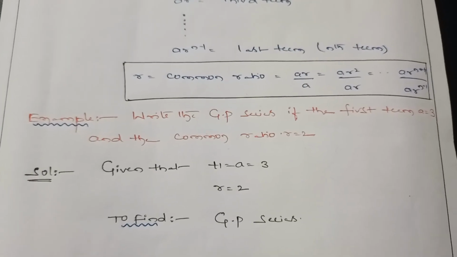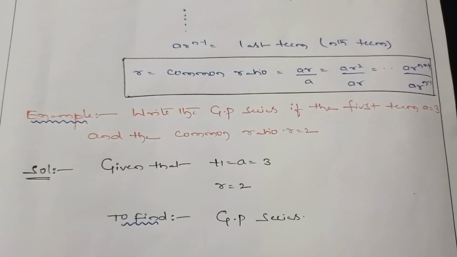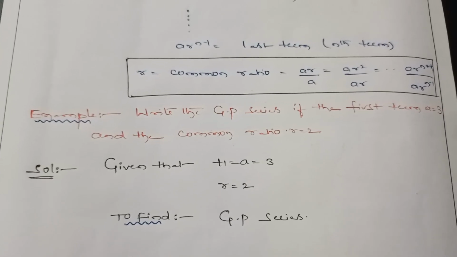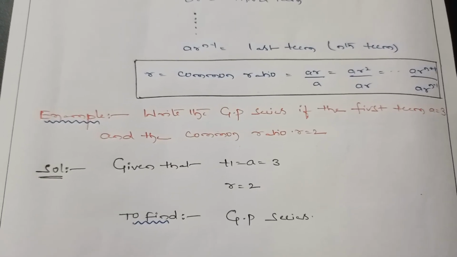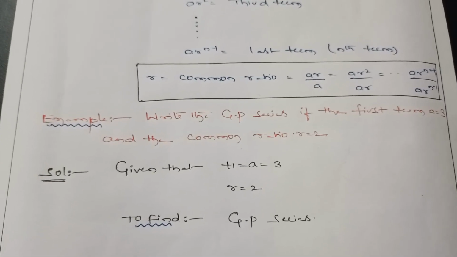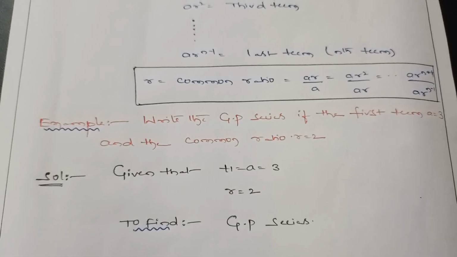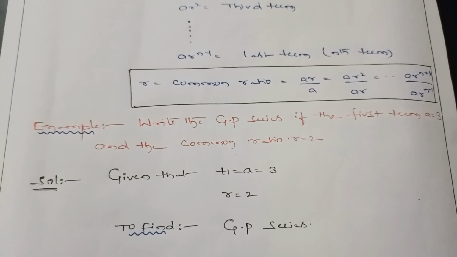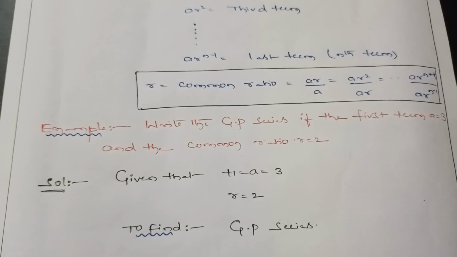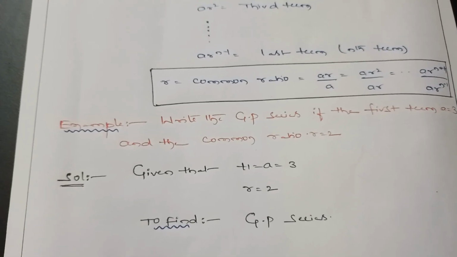Okay, so we are going to discuss one example for the GP series. So what is given here? Write the GP series if the first term is 3 and the common ratio R is given as 2. Before going to solve this sum, first write down what is given in the question. The first term, that is T1 equals A, we can call the first term T1 or small a, is given as 3, and R, the common ratio, is given as 2. So we need to find the GP series here.